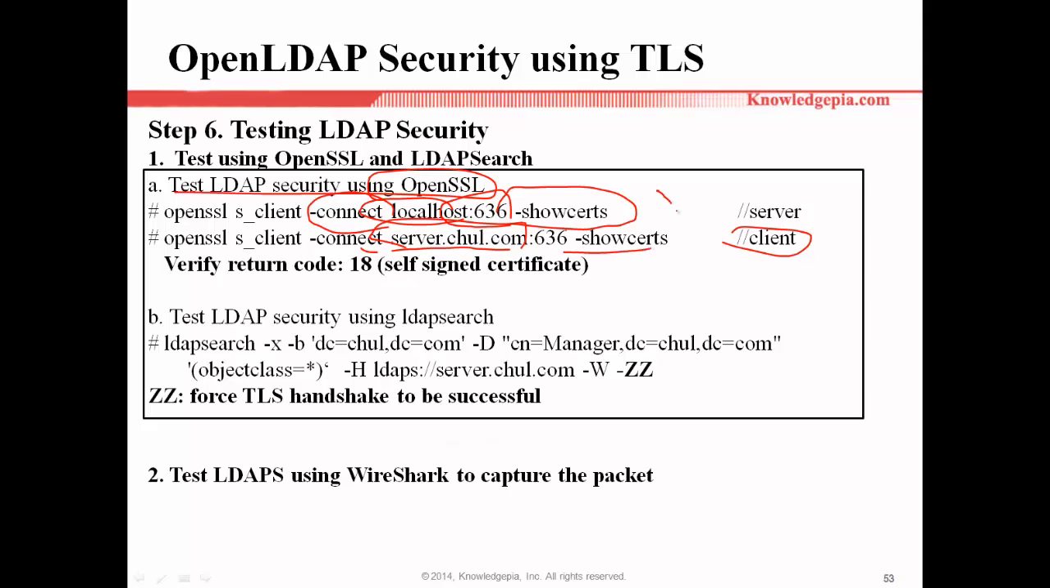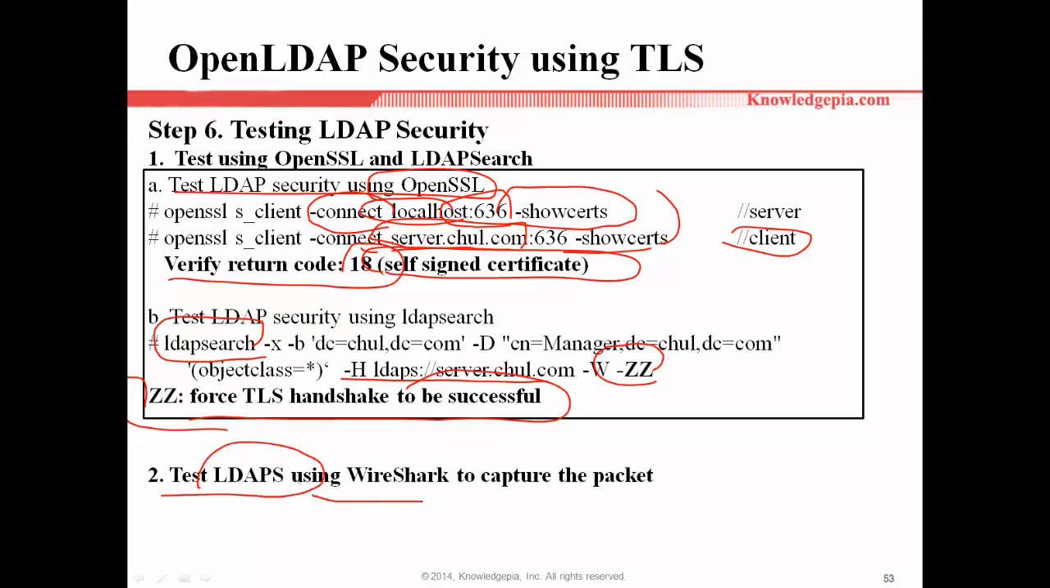Using this command, you have to check the verify return code 18, self-signed certificate. And if you want to test the LDAP security using ldapsearch, that is normally the same as this one, and you can add this option, -ZZ. It means force the TLS handshake to be successful. And after that, the last testing is using Wireshark as well to capture the packets.